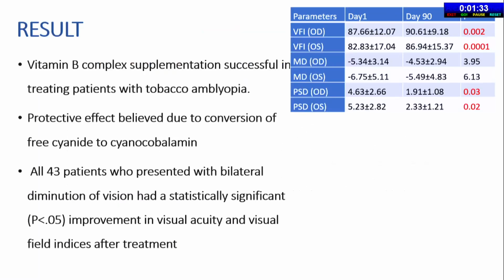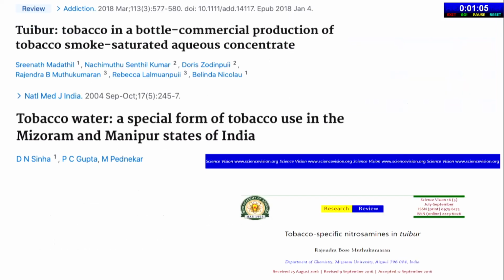The beneficial effect of vitamin B complex with B12 is because of conversion of free cyanide to cyanocobalamin. All 43 patients who presented with bilateral diminution had statistically significant improvement in visual acuity and visual field indices. As you can see here in the visual field index and the pattern standard deviation at presentation and at 3 months of presentation, the difference is statistically significant.